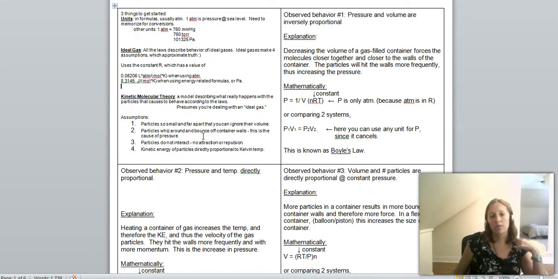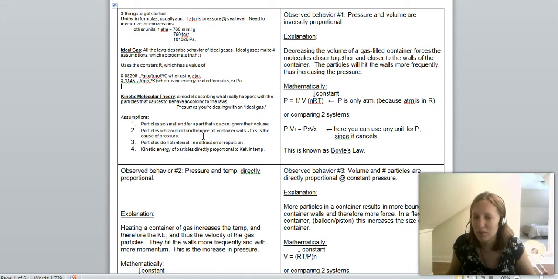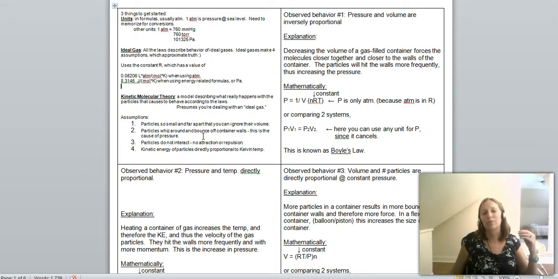Assumption two, the particles whiz around and bounce off of the container walls. That's what they do. This is an assumption that we don't really end up canceling out. So you've got your container, and all the particles inside are going. They bounce off of each other as well, and we get into collisions as an important thing when we get to reactions.